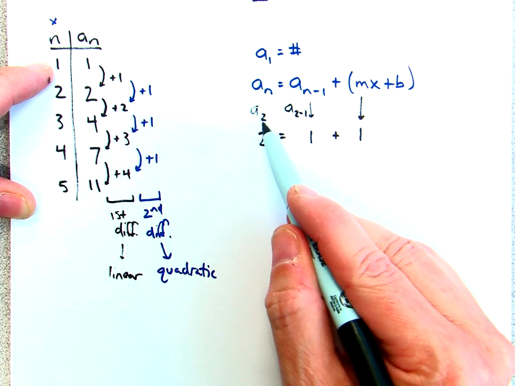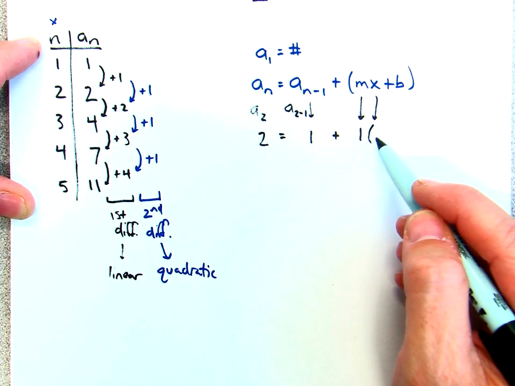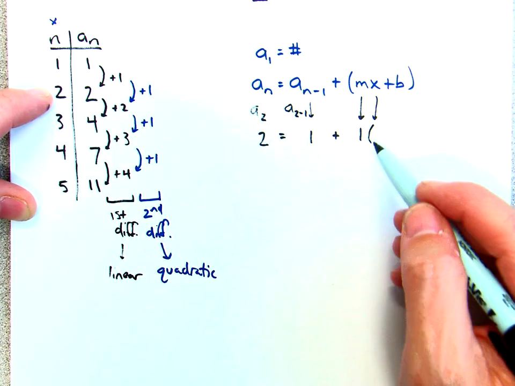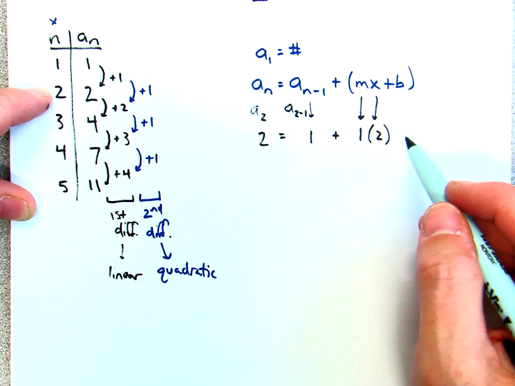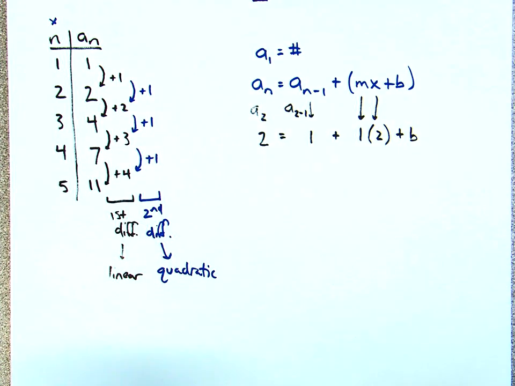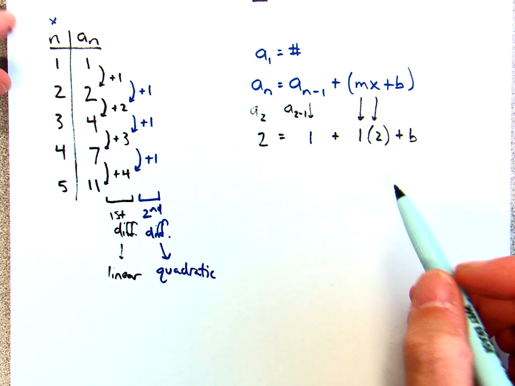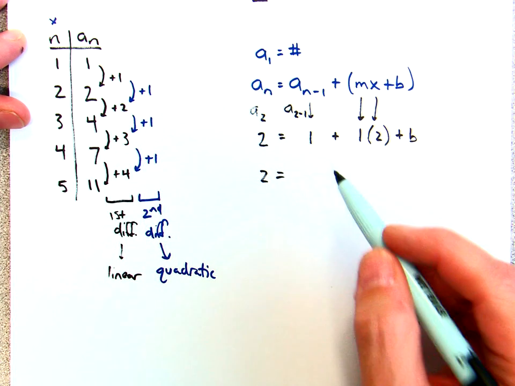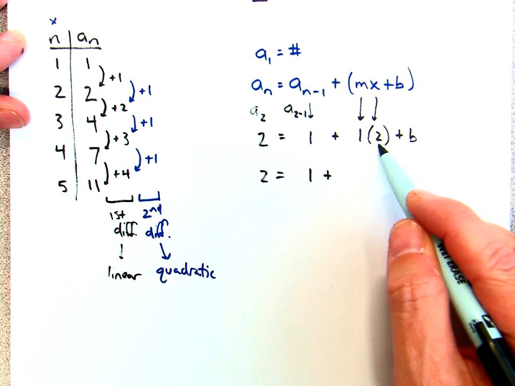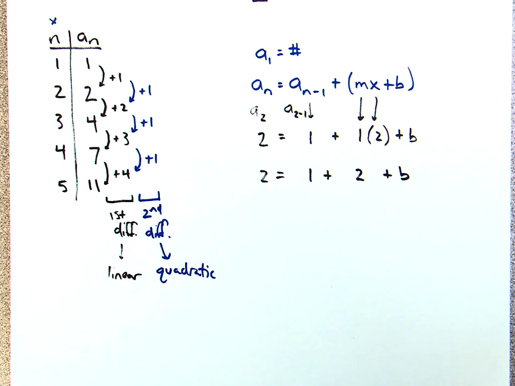Now, in this case, n is 2, or x, so I'm going to plug in for x a 2, because I wanted the second term. Now, b we don't know, so I'm just going to leave it as a b, but now we have this equation with enough information to solve for the only unknown value, which is our b term. So I can do order of operations and get b by itself. So we'll say 2 is equal to 1 plus 1 times 2, which is 2, plus b, right?